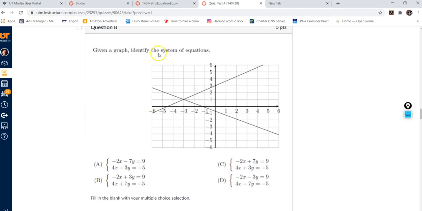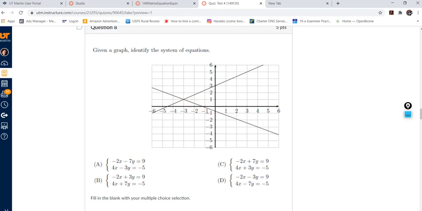Okay, given a graph, identify the system of equations. Well, how can we do that? I can see that the intersection point is negative 3, 1. So negative 3, 1 should work in both equations. But negative 3 is positive 6 and comma 1. So if I get positive 6 minus 7, and so that does not work here.